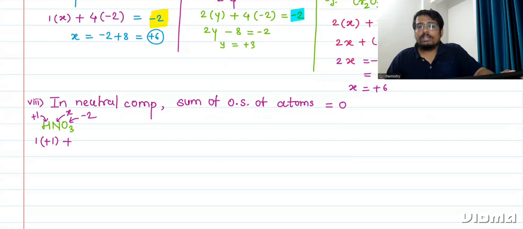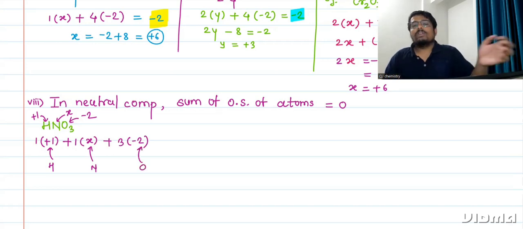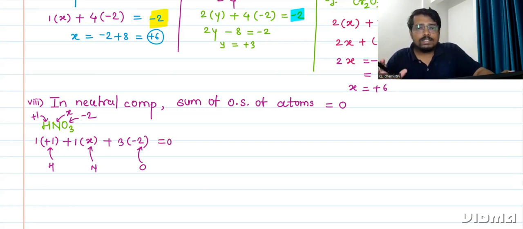Plus, how many nitrogen atoms are there? Only a single nitrogen atom. So 1 and the oxidation state of nitrogen is X. So this +1 is the oxidation state of hydrogen, X is the oxidation state of nitrogen, plus 3 into the oxidation state of oxygen, -2. So the total charge is equal to 0. There is no charge on nitric acid.